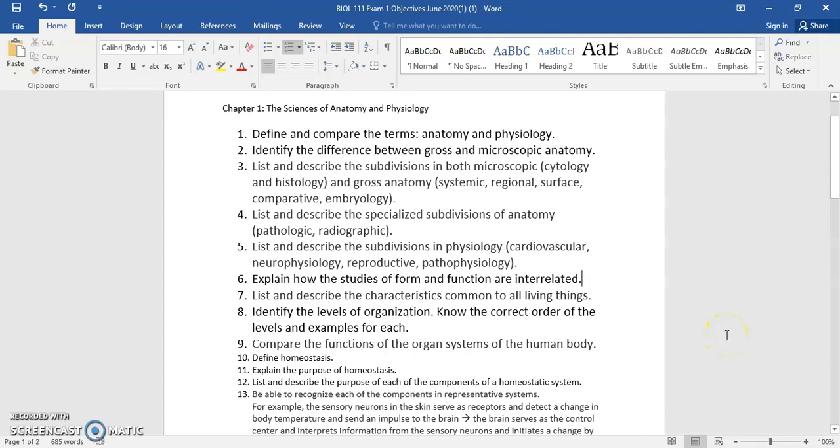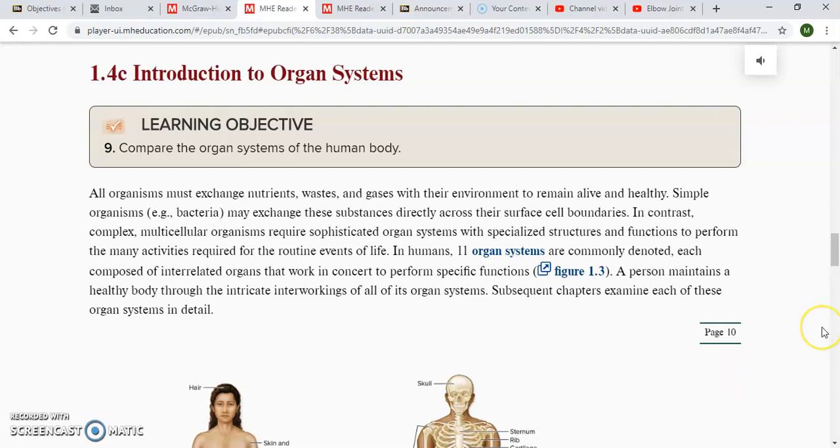All right, ANP1 students, we're going to talk about objective number 9 on this video. We're going to compare the functions of the organ systems of the human body. All right, I'm going to go to our textbook.